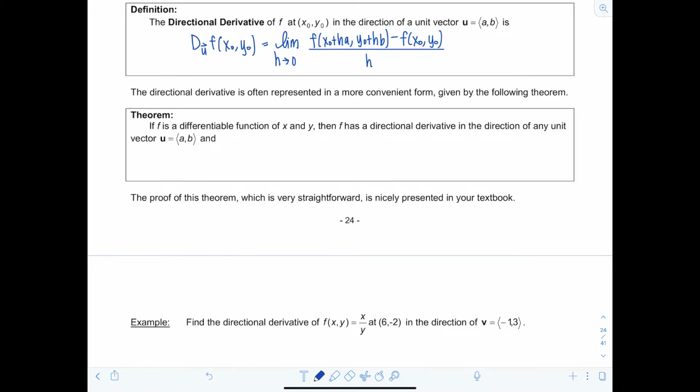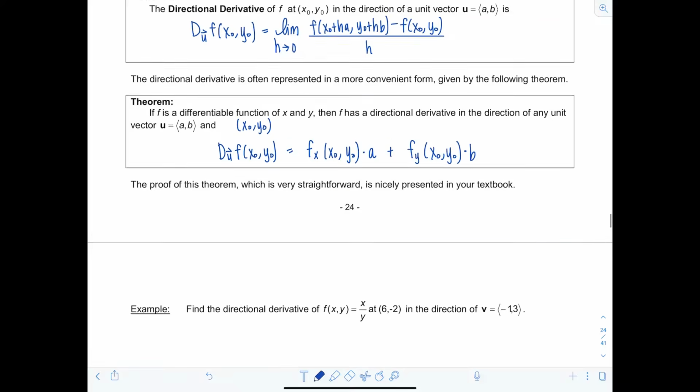So your directional derivative, and say we're also finding it at the point x naught, y naught. So the directional derivative of f at x naught, y naught would be equal to the partial derivative with respect to x evaluated at x naught, y naught times a, plus the partial derivative with respect to y at x naught, y naught times b. And most textbooks have a really nice straightforward proof of this theorem, so I recommend reading through it.